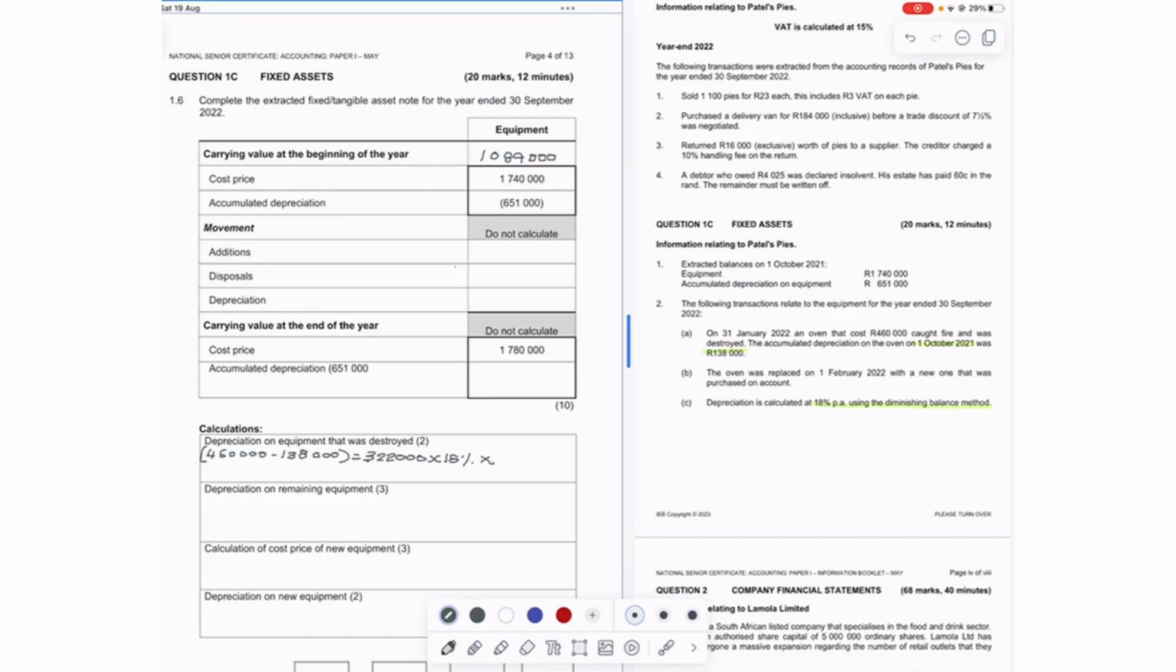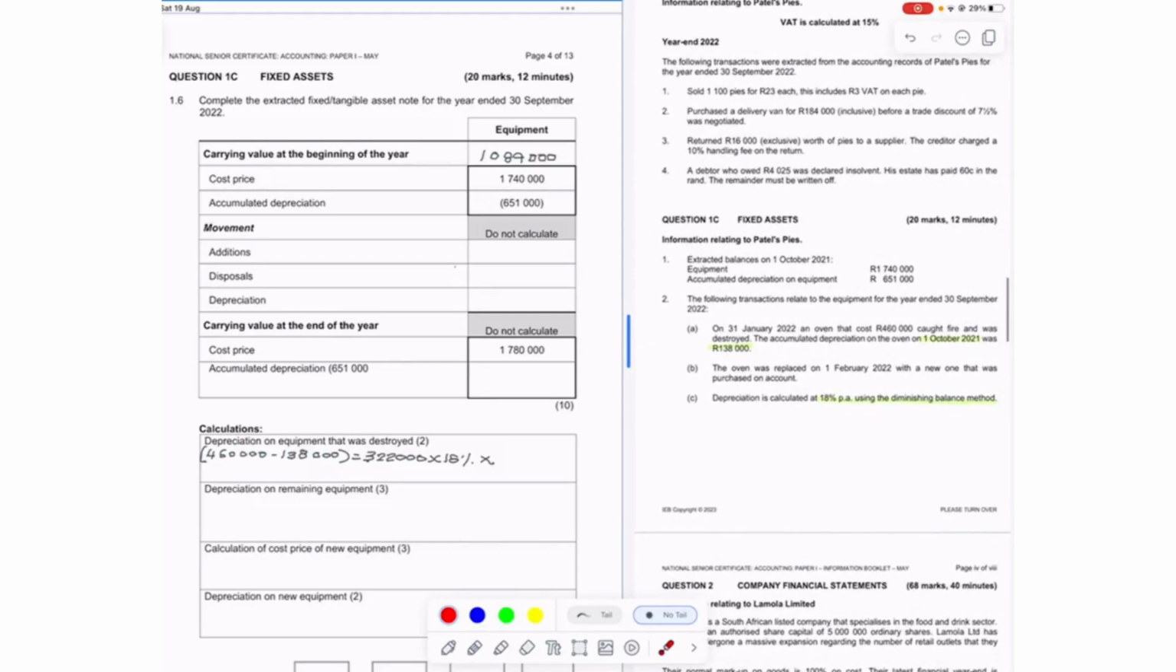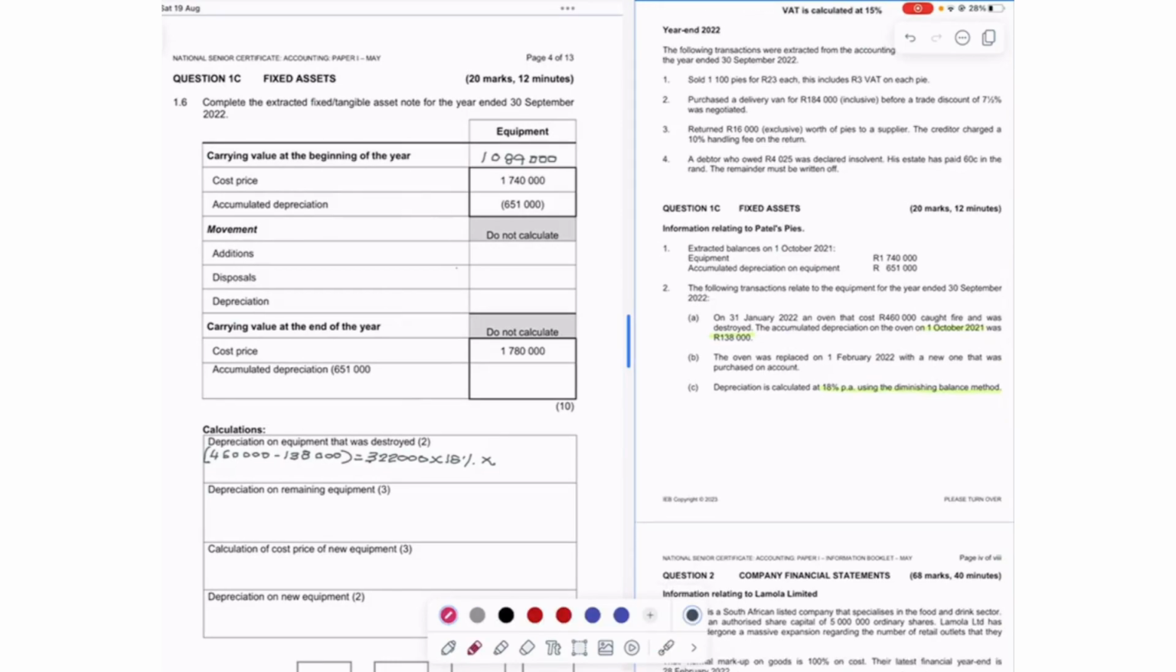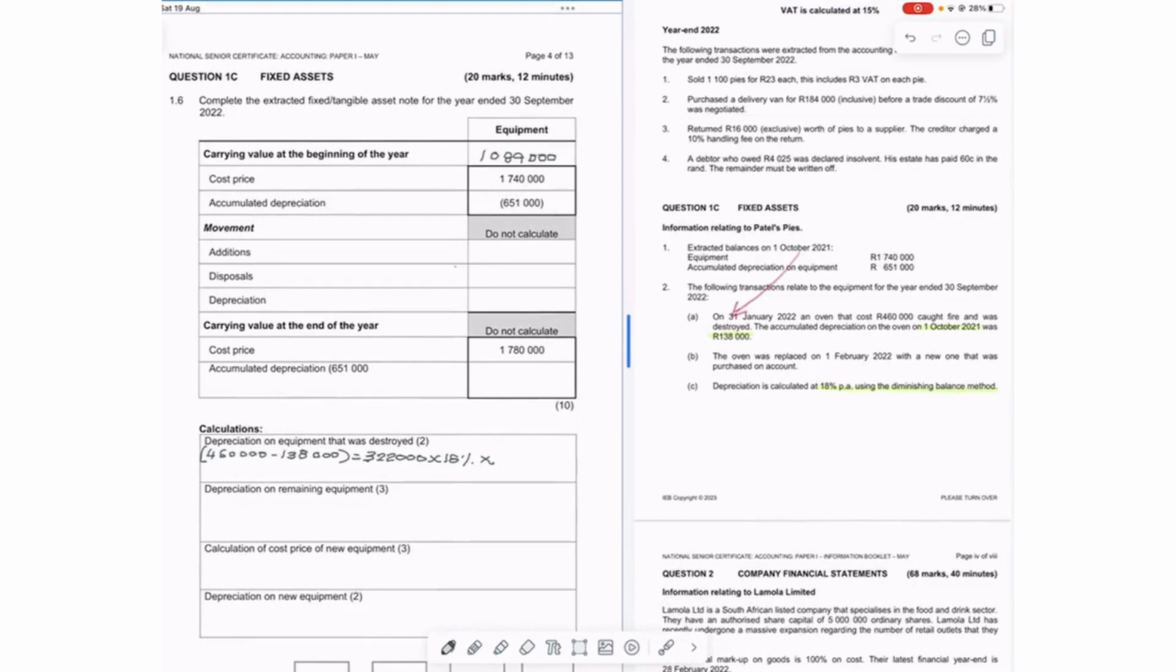It happened on the 31st of January. 31st of January is when this fire happened. Our year starts on the 1st of October. So from the 1st of October to the 31st of January, we use this oven. How many months was that? October, November, December, January. That was 4 months. So going back to complete our calculation, we're going to multiply by 4 and we're going to divide that by 12. So your depreciation for the current year on this oven was 19,320 Rand.